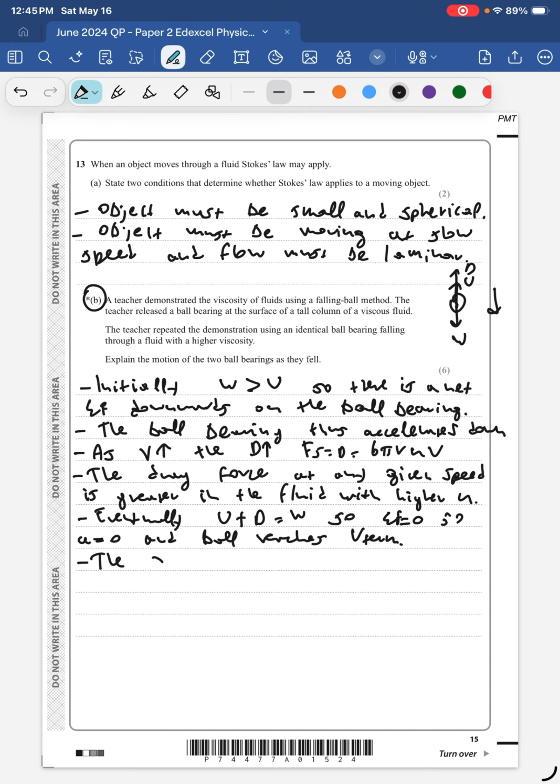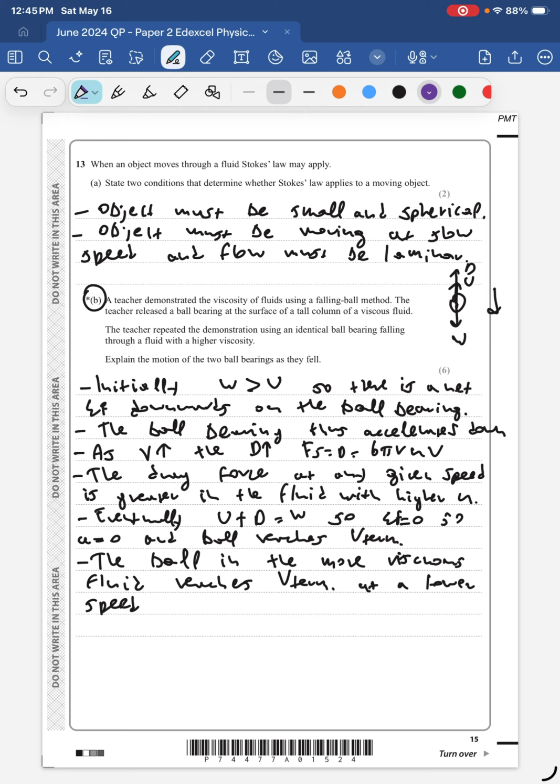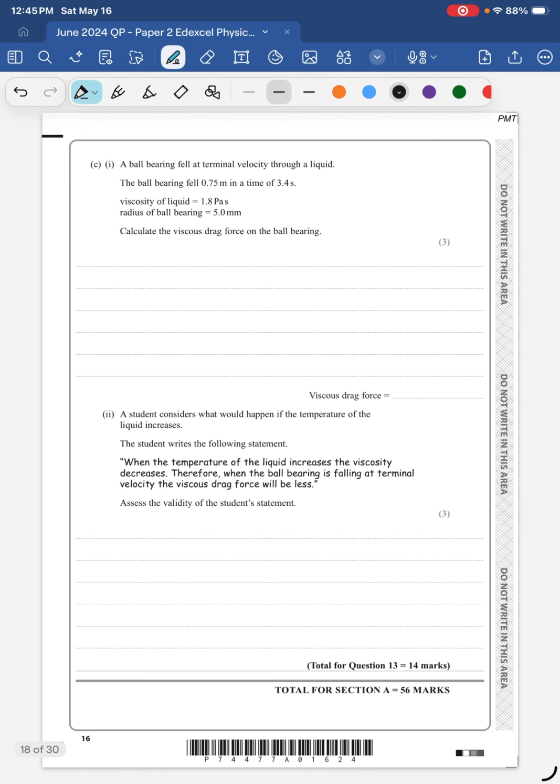So the ball in the more viscous fluid reaches terminal velocity faster. So it reaches V terminal at a lower speed. And this is a consequence of this formula we've written down a little bit earlier. So if the viscosity eta is higher, this drag force is going to be higher, so it's not going to reach a very high terminal velocity, okay? So this was part B. Moving on to part C.